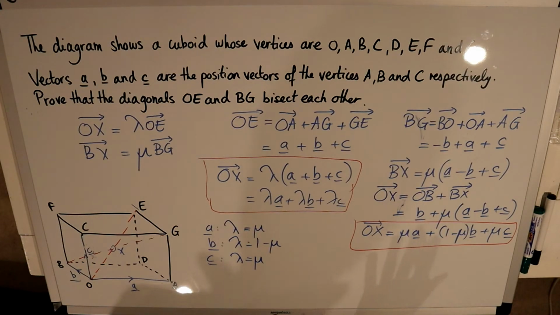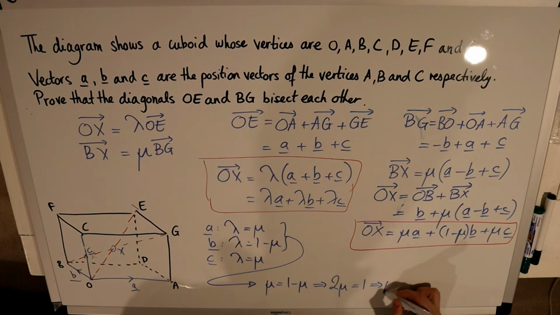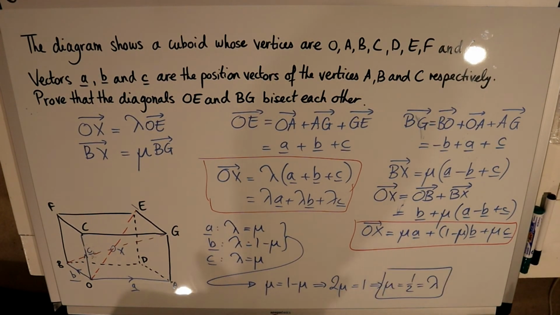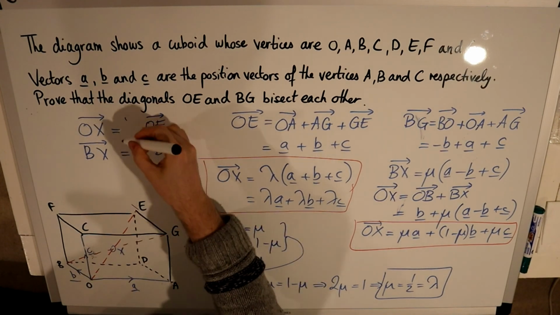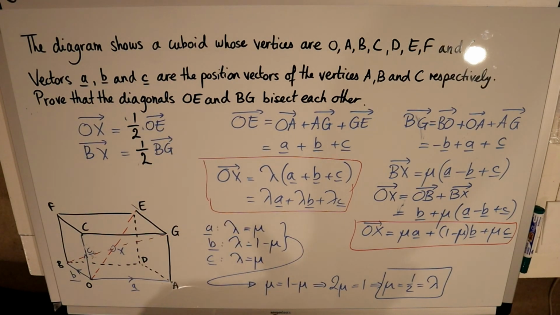So this third dimension doesn't change anything from the type of question we would be solving in 2 dimensions. We're going to solve these two together. By substitution, mu is equal to 1 minus mu, which, if I take that mu over to the other side, gives 2 mu is equal to 1, so mu is equal to 1/2. But I also know that mu is equal to lambda, so those are both equal to 1/2. If we go back to the definition, what I've just proven is that OX is halfway along OE, and it's also halfway along BG. Therefore, just finish the question off with a conclusion sentence.